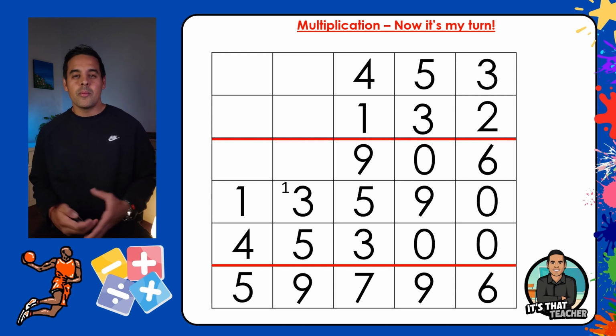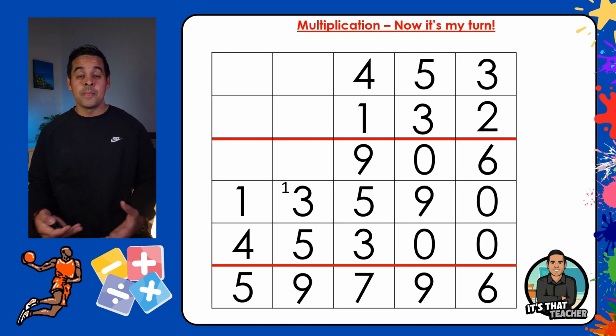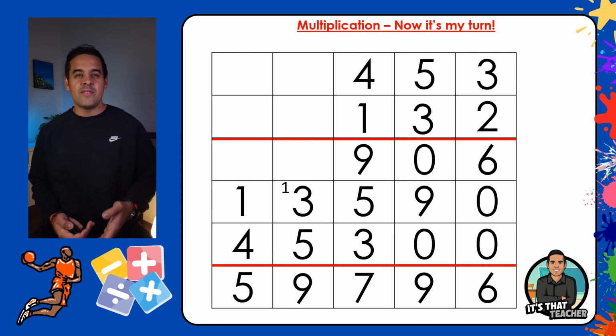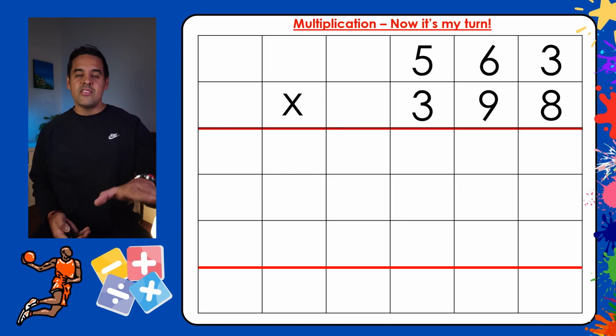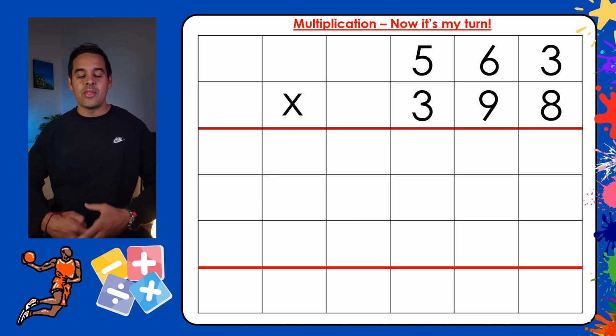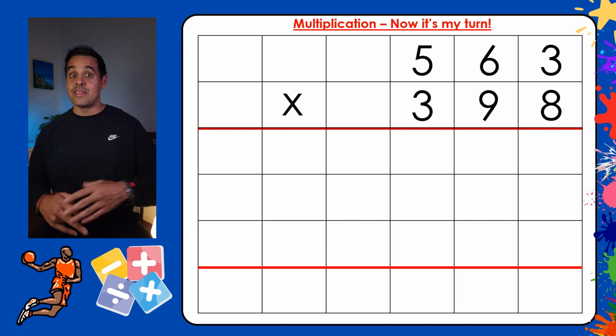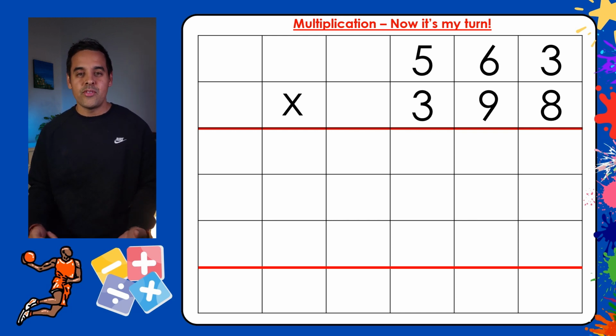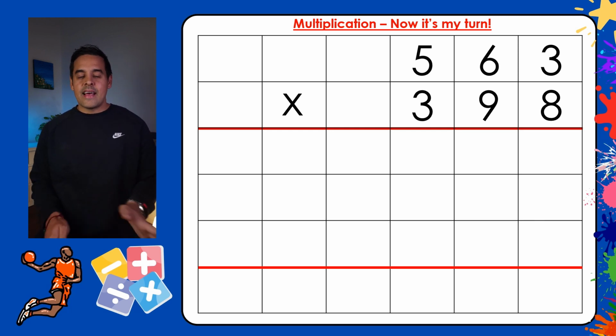So I'm going to show you the process with a larger number, because 453 and 132 are smaller numbers. This question, I'm going to model it again, but with a larger number. So you can see the table's a little bit bigger. It's a little bit more difficult. So let's move on. With your larger numbers, exact same process.